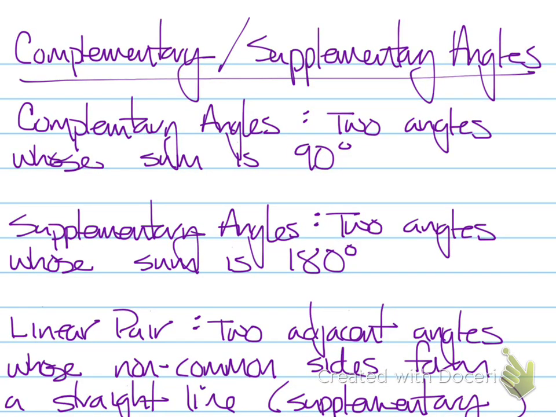In this lesson, we will be discussing complementary and supplementary angles. Complementary angles are two angles whose sum is 90. Supplementary angles are two angles whose sum is 180.